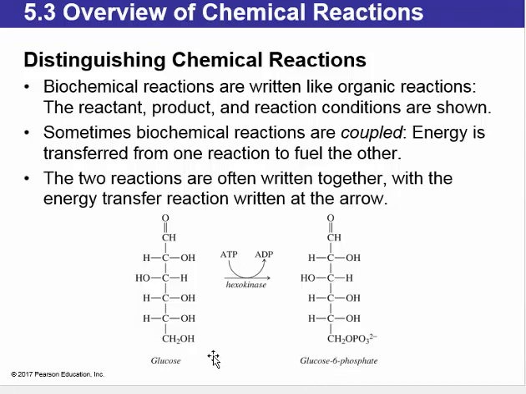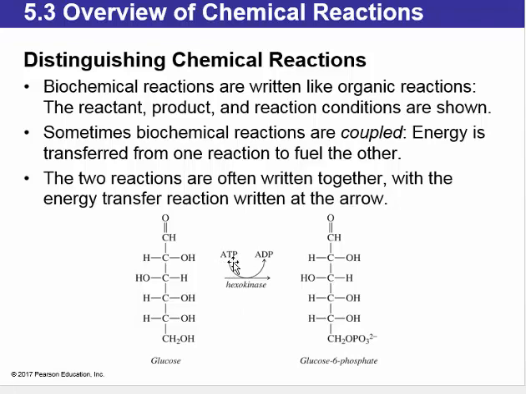And we notice this is not a balanced chemical equation because on the left, the structure of glucose is different on the right than glucose 6-phosphate. Glucose has this phosphate functional group attached to it. Where did it come from? Well, phosphate functional groups come from ATP.